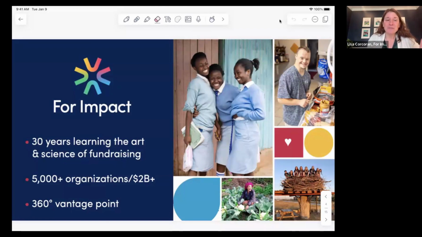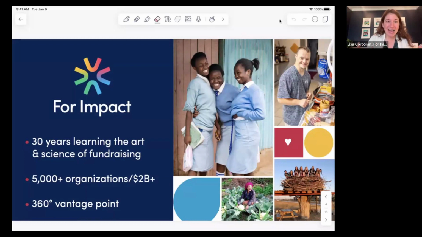So I actually came to For Impact as a student to learn this art and science of fundraising. And what I quickly learned was that there are some really simple frameworks and methodologies that we can take and start applying that will lead to pretty quick results. So I would bring these methodologies back to the board, and I would bring them back to the staff of the organizations that I served. And I was immediately blown away by some of the changes that I saw.